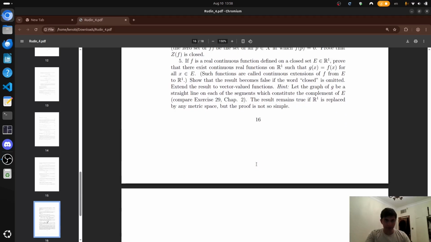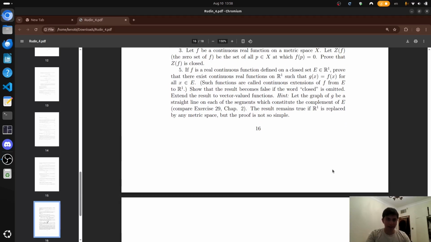Okay. Now we have the following exercise. Let f be a continuous real function on the metric space x. Let z of f be the set of all p in x at which f of p equals 0. Prove that z of f is closed.